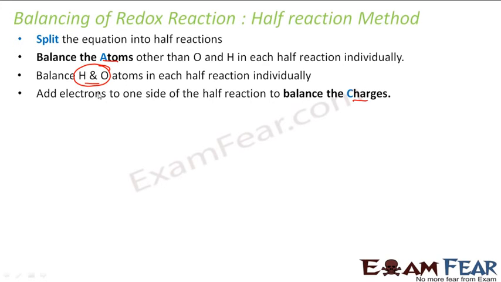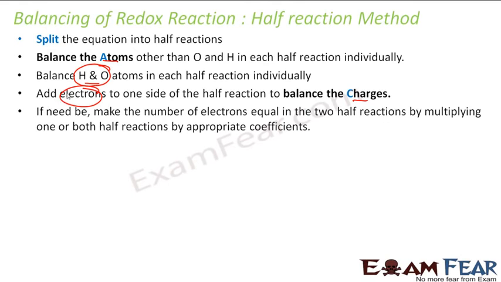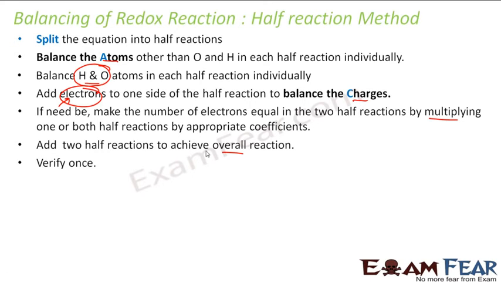To balance the charge, you add electrons on each side, and then you have to make sure that the electron addition is the same in both reactions. You can do that by multiplying each half by some number, maybe 3 or 4. We'll show you an example. Then you add both half reactions and make sure the electrons you have balanced on both sides get cancelled, and you get the reaction balanced very easily. And then verify it once.